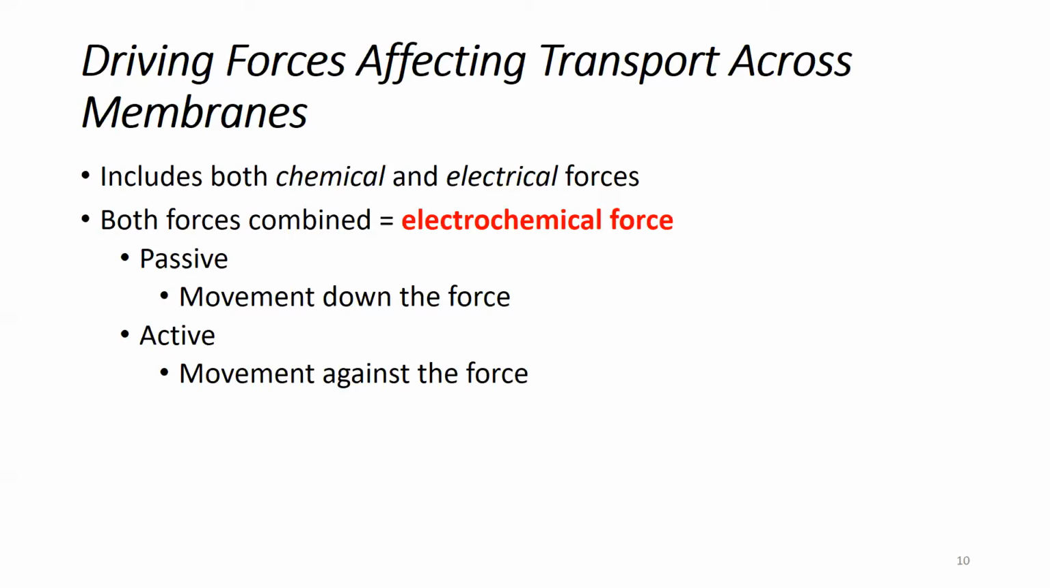Now this can be passive, moving down the force. And when we say down the force, we mean moving with that gradient, which is spontaneous and not requiring energy. Or it can be active, moving against that force. So passive always means with the gradient, moving down the force or down the gradient. Active means moving against it. So this requires energy. It's like you trying to push a barrel up a hill. You're going to require some sort of energy input to get that up the hill, as opposed to pushing it down the hill, where you require very little energy.